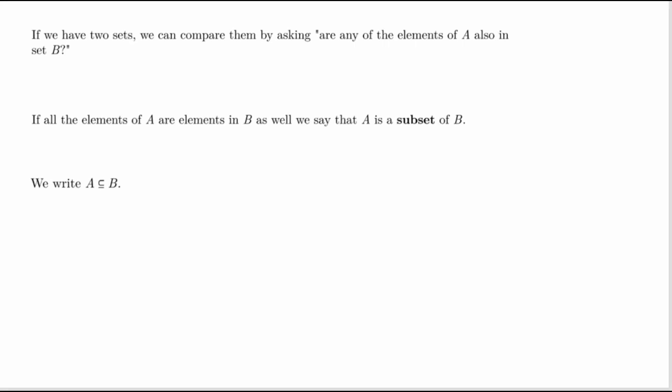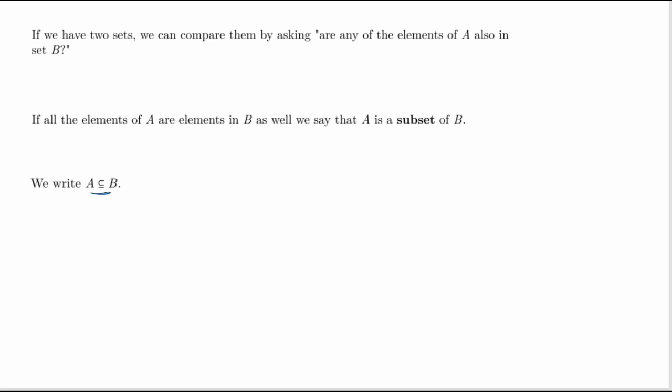All right. If we have two sets, we also can compare the sets, this unordered collection of objects, by asking, are any of the elements of A also in set B? Okay? So if all the elements of A are elements of B, we say that A is a subset of B. And we write A, this symbol here is a symbol for is contained in B.